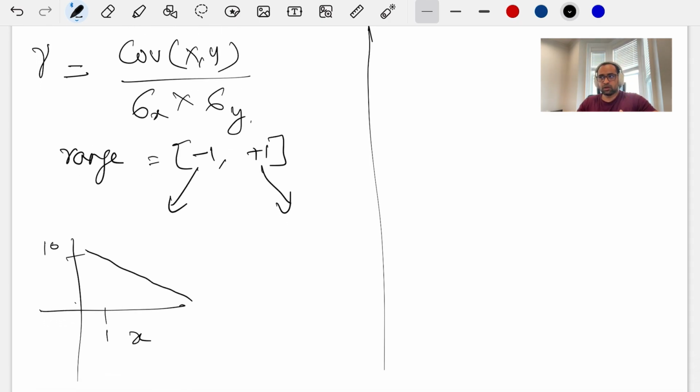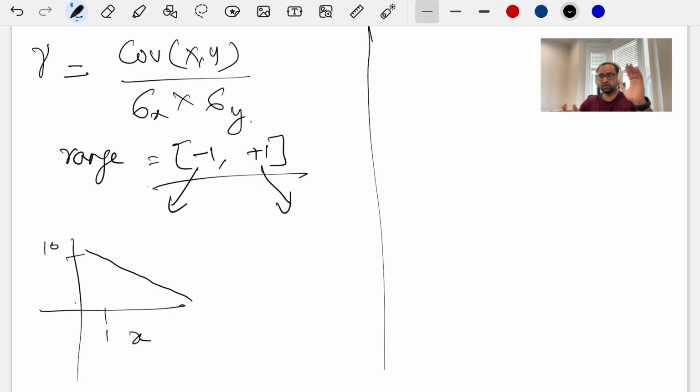It gives a measurement. It is used to understand the strength of the linear relationship between two variables, and it gives two things. It gives the strength, and at the same time it says what the direction of the relationship is, whether it is positive or negative. It is dimensionless, so there is no dimension attached to it, and the range varies from -1 to +1.